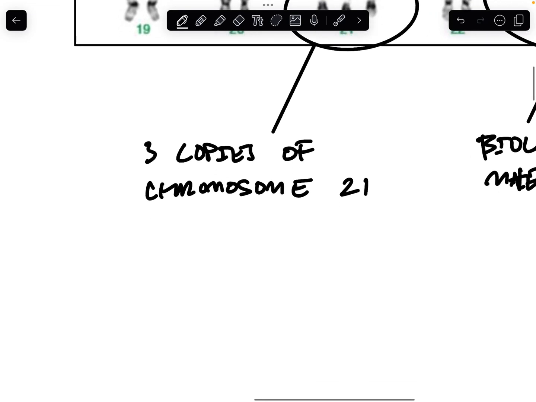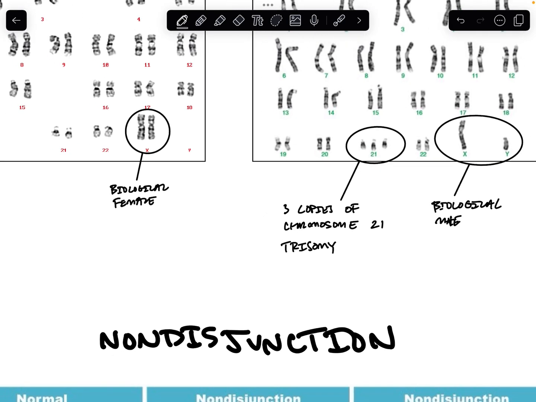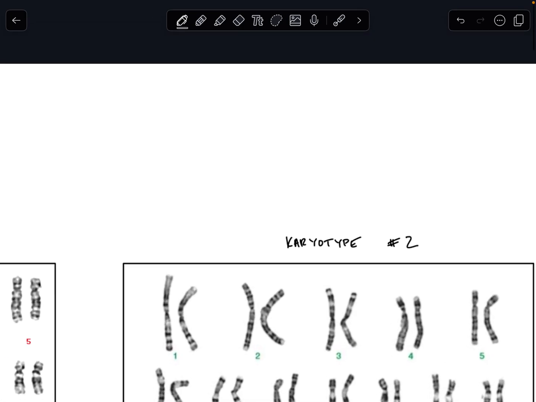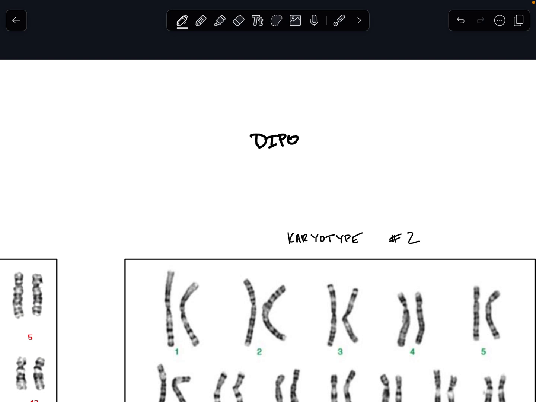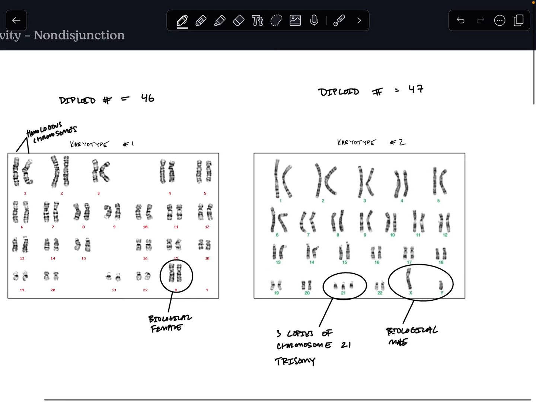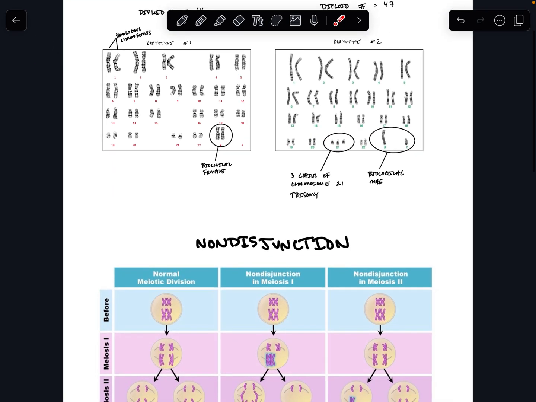And then we call this a trisomy. Anytime that you have 3 copies of a chromosome, it's called a trisomy. If you're missing a copy of a chromosome, it would be called a monosomy. So this person's diploid number is equal to 47. And they have the phenotype of Down syndrome because they have an extra copy of chromosome number 21. We're going to talk in a second how this happened.